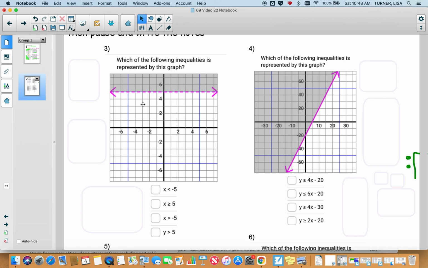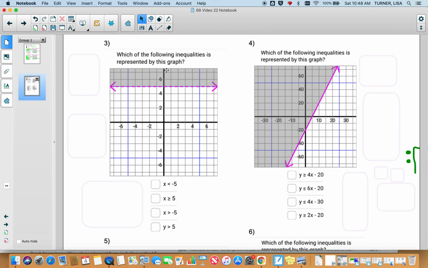So number 3. It says, which of the following inequalities is represented by this graph? And so I look at the line, people, and I say to myself, I see a dotted line and above. You need to talk to yourself about that. What do I see? Dotted line and above. And you guys are getting really good at observing, doing all those different opener activities about which one doesn't belong, and the slow reveal graphs. So thank you for listening in class. So dotted line and above.